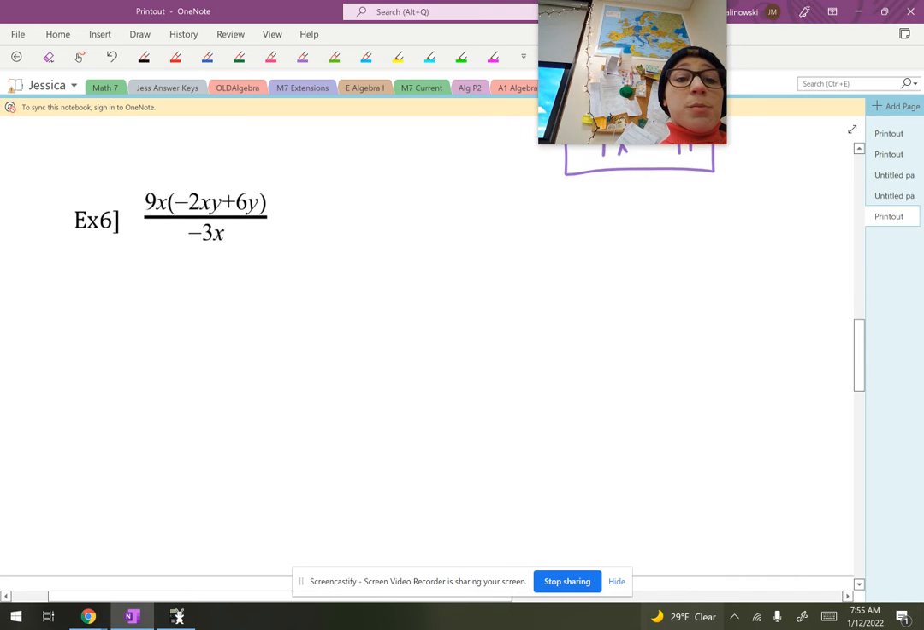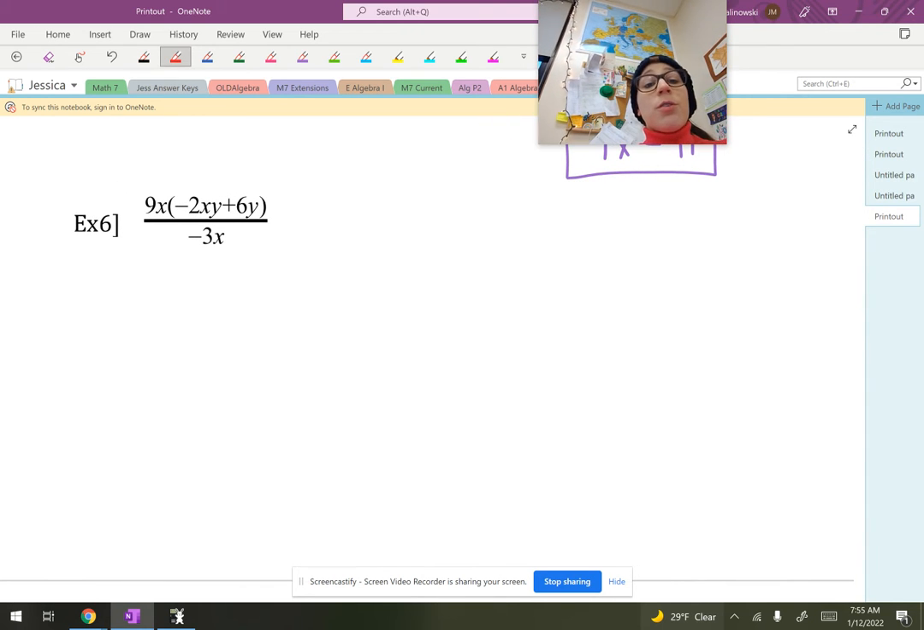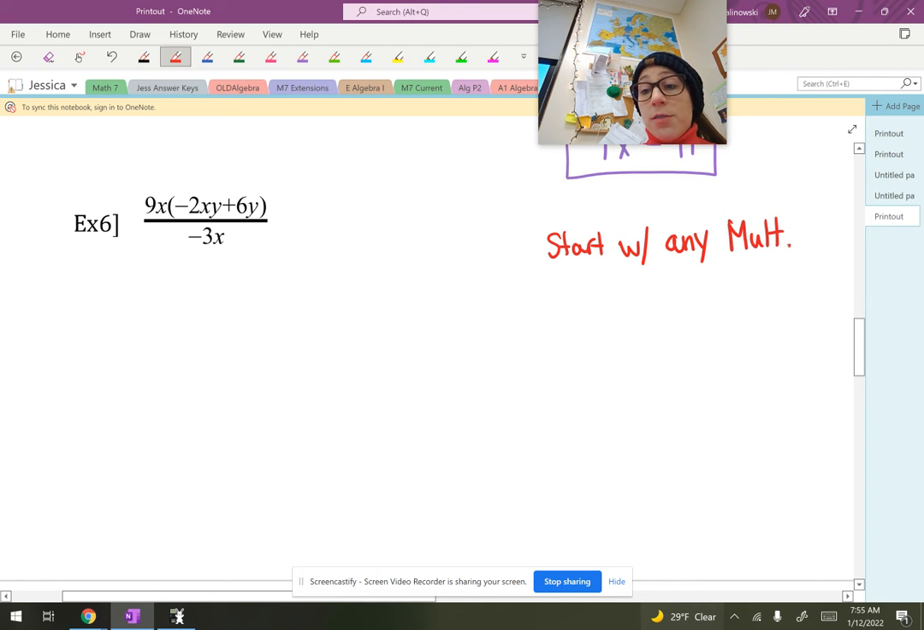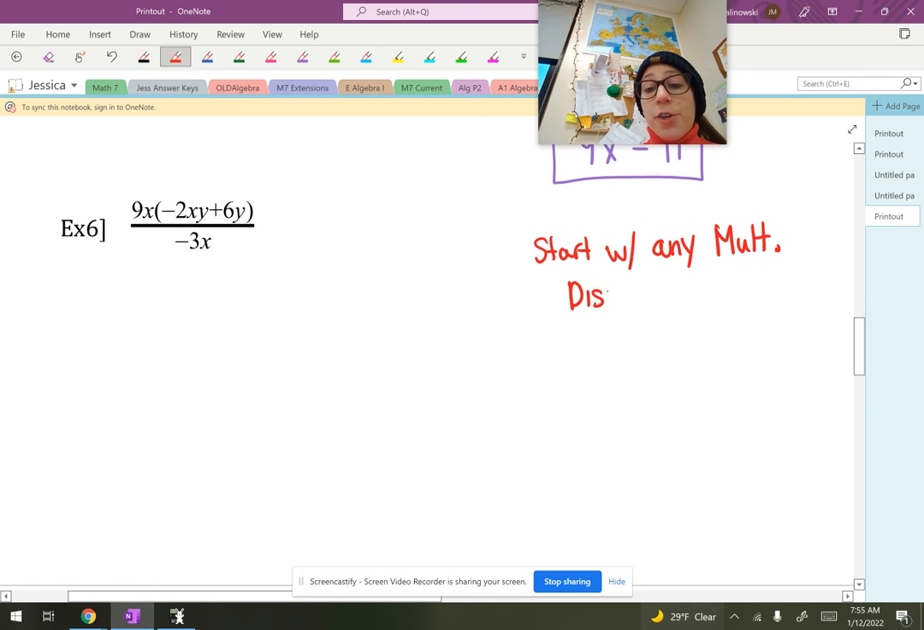Looking at this last, most complicated example 6 here, you'll notice that we have 2 types of distribution going on. We have a distribution of multiplication first, then division. So in this kind of problem, you're going to start with any multiplication distribution first.